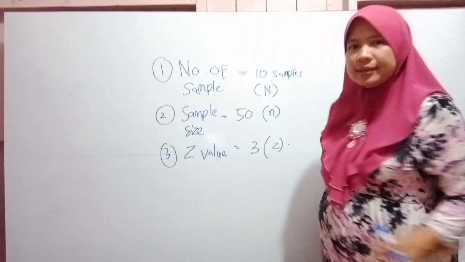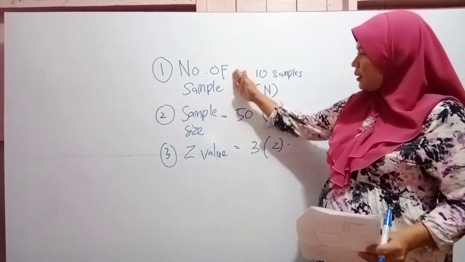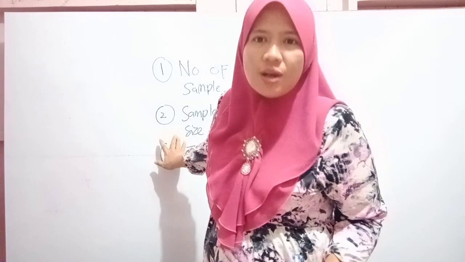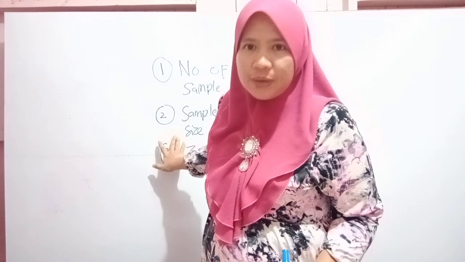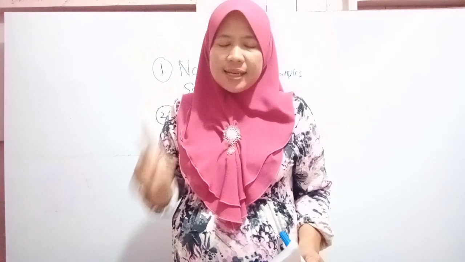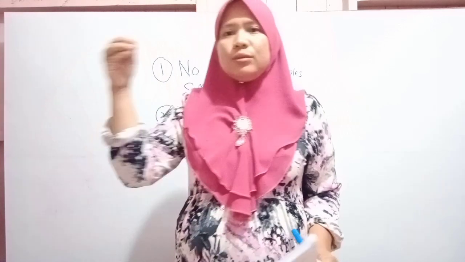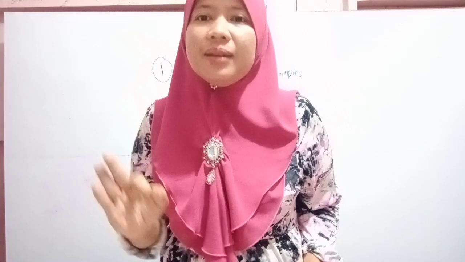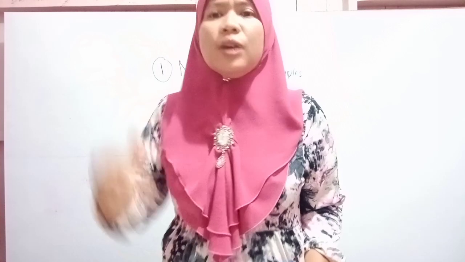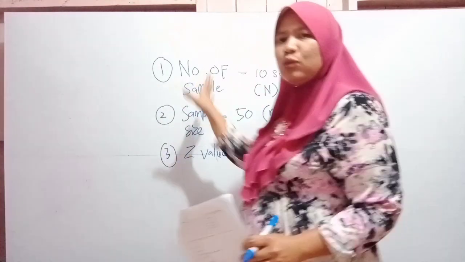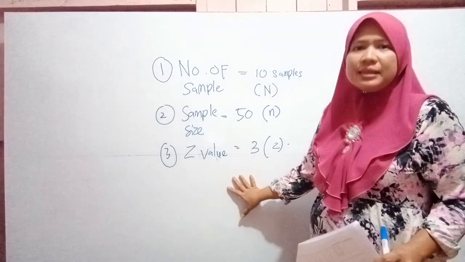Nampak tak? So all these 3 important items or information you will use in your calculation after this. Okay? So first remember class, when you read the question, jot down, write down 3 important information given in the question. So list down dulu 3. You kena cari and then list down dulu. Sebab semua benda 3 ni kita akan guna dalam calculation nanti.